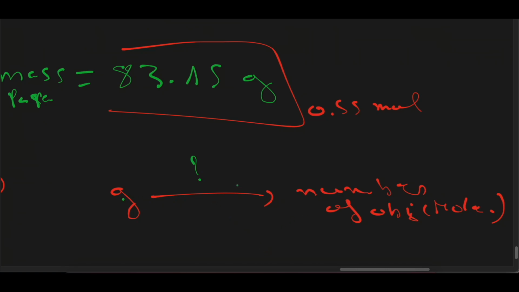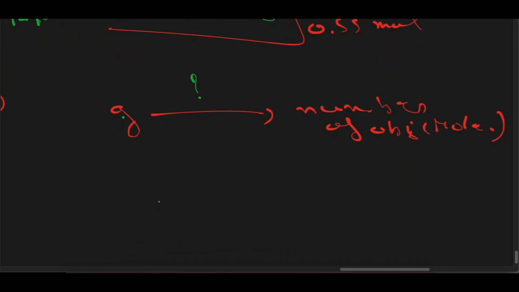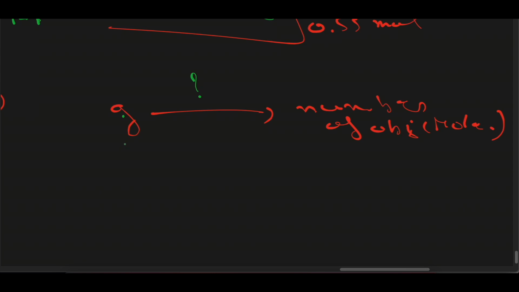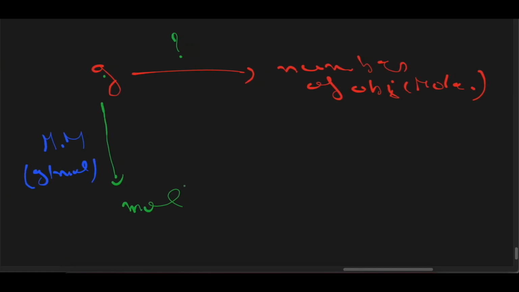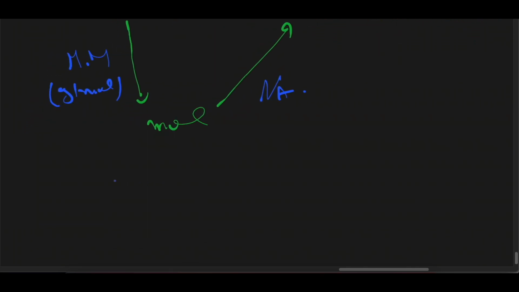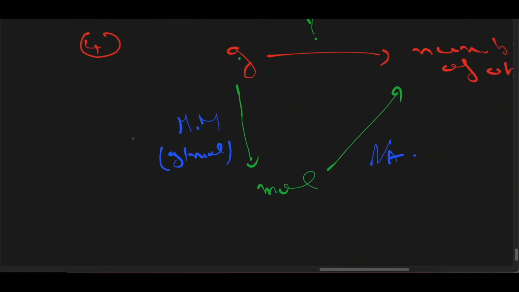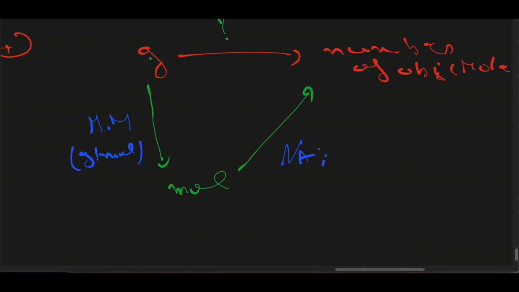Unfortunately, we don't have this conversion factor, but instead we can add other stages. For example, we can go from the gram to the mole using, we can finish the sentence, the molar mass, exactly. We can use the molar mass to go from the gram to the mole. Now, after having determined the mole, we can go from the mole to the number of objects using Avogadro's number. So we have to do this stage. We have here the molar mass of the paracetamol, and here we have Avogadro's number.